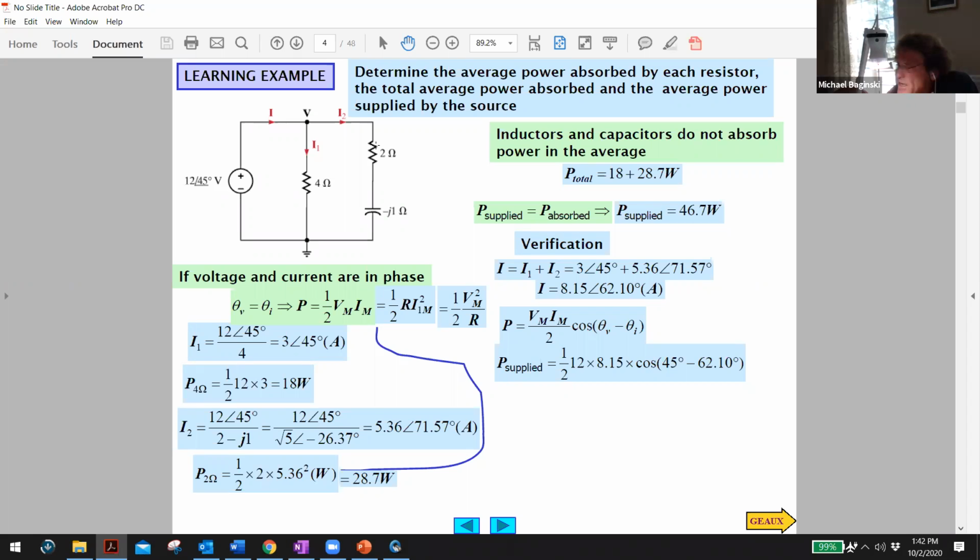Do I have enough information to get that power? Well, what do I need if I'm after power through a resistor? Current through that resistor, right? And what dictates current? The voltage across the elements in series. I've got 12 at 45 is the voltage. It's in parallel with 2 minus J1. So I can calculate this current, I2, can't I? Simply the voltage, 12 at 45, and then divide it by 2 minus J1. I can get the current. Once I have that current, I take the magnitude of that current, square it, multiply by 1/2, and then by the resistance, which is 2. So it's really just the magnitude of the current squared. That's if I wanted just this power.